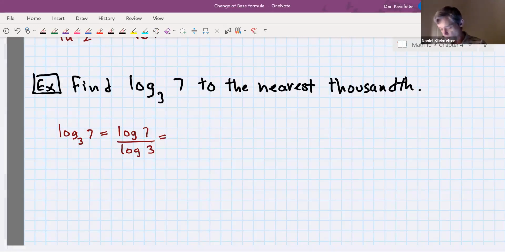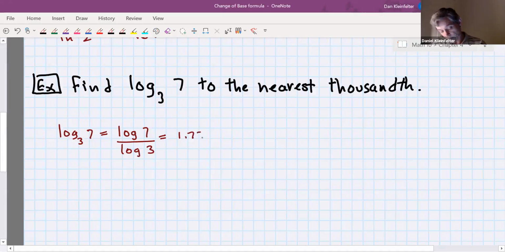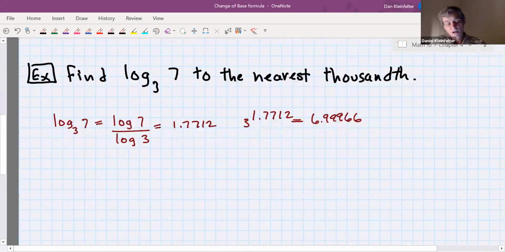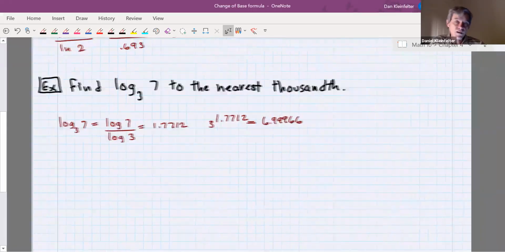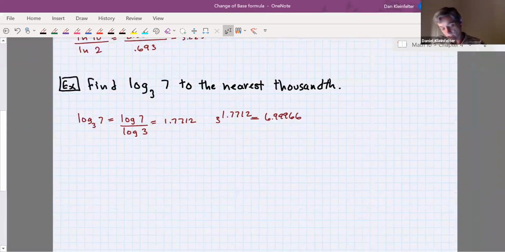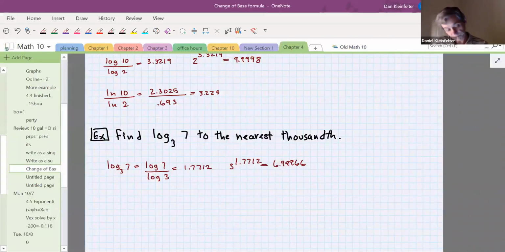And that's about 1.7712. Then just check 3 raised to the power of 1.7712. That's 6.99966, thereabouts. Okay, so that's how you find logarithms to other bases using the change of base formula.